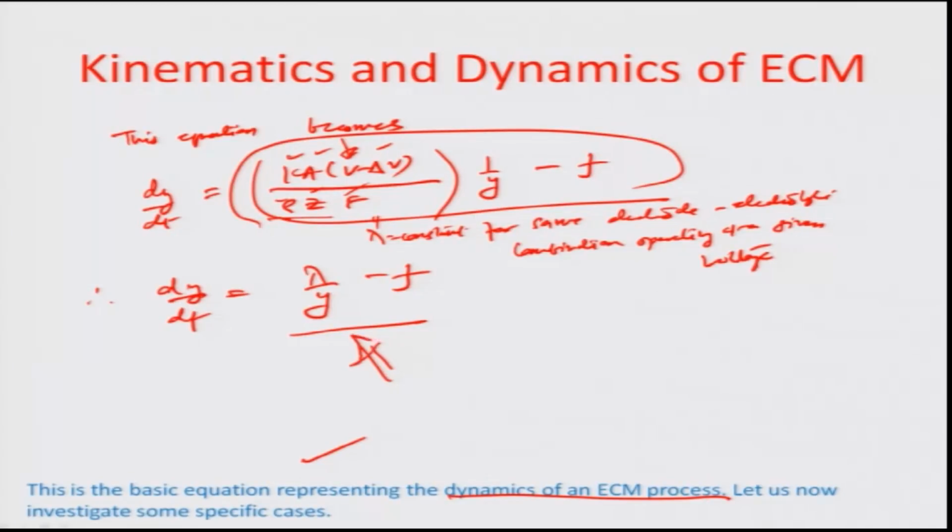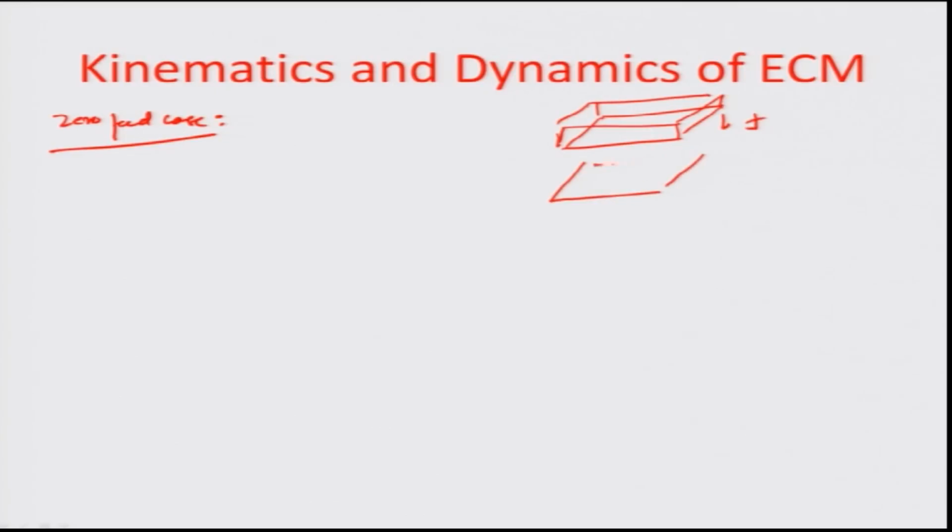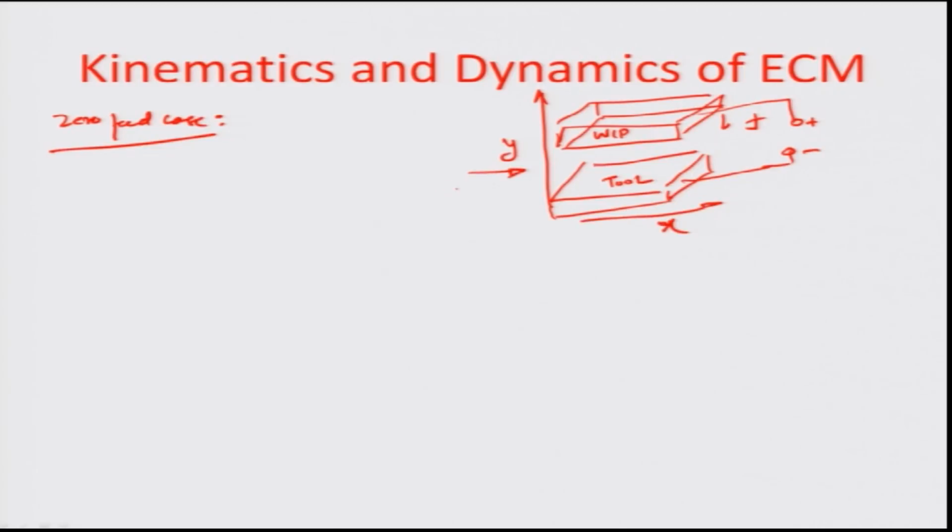We will now try to evaluate some specific cases based on how this would vary for different conditions or parameters of operation in an ECM process. So, let us investigate the first case, which we would define as the 0 feed case. This is an illustration where, as I had shown you earlier, this is the workpiece, it is moving with a velocity f, and this is the tool. These are connected respectively to the positive and the negative terminal, this is the y direction, this is the x direction, and there is an electrolyte flow with velocity v in the x direction.